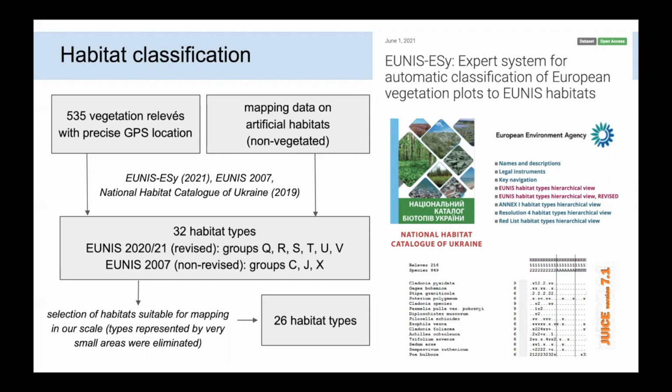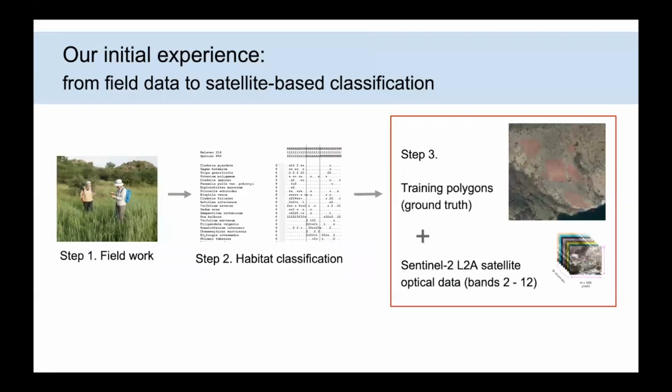So we obtained 32 habitat types, but some of them were represented by very small fragmented areas not suitable for mapping at our scale. And the final list of habitats for the next step contained 26 habitat types. In the next step, we manually created ground truth data and prepared satellite data for further imagery classification.